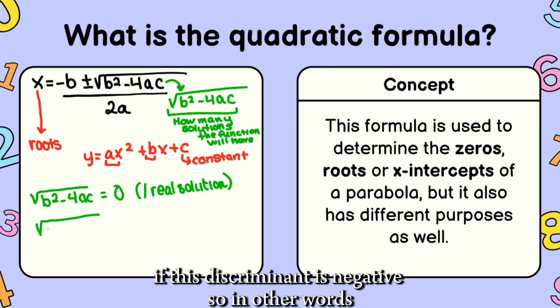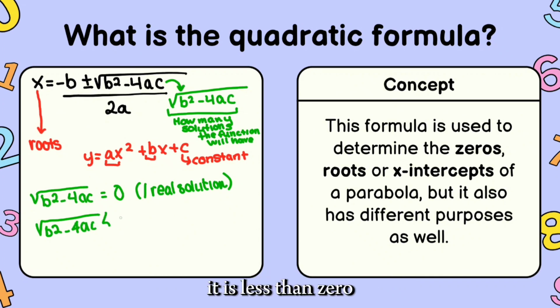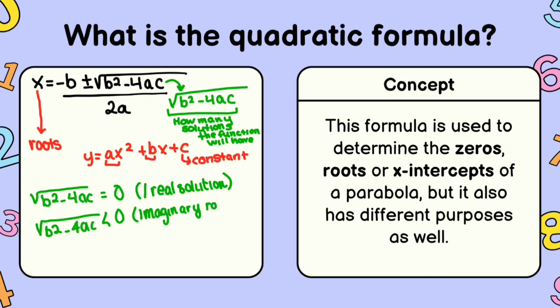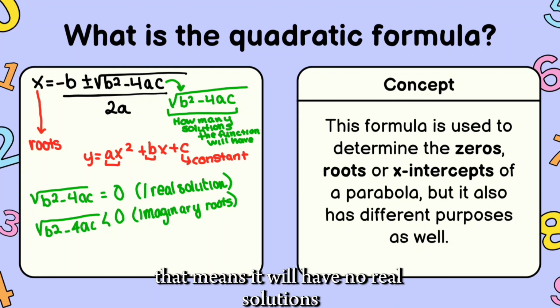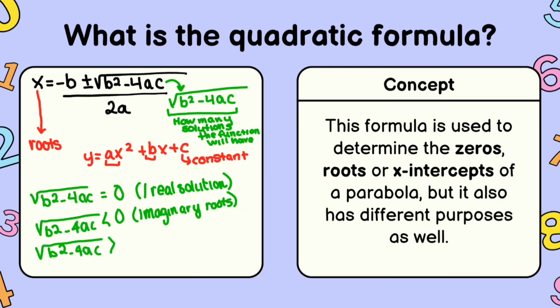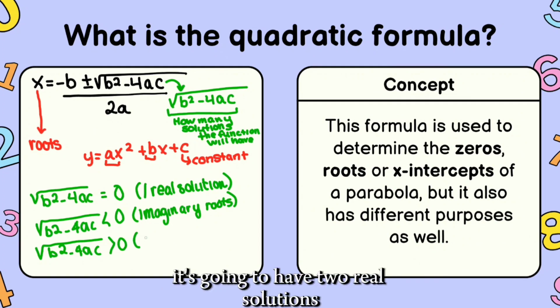If this discriminant is negative, so in other words, it is less than 0, it's going to have imaginary roots. That means it will have no real solutions. If the discriminant is greater than 0, it's going to have 2 real solutions.